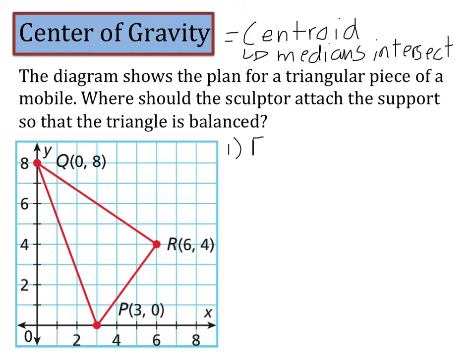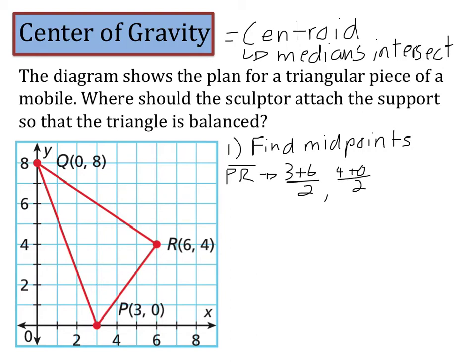So the first step is to find the midpoints. So I'll find the midpoint of segment PR. I take the average of my x values and the average of my y values. And for a midpoint, I get 9/2 and 2.